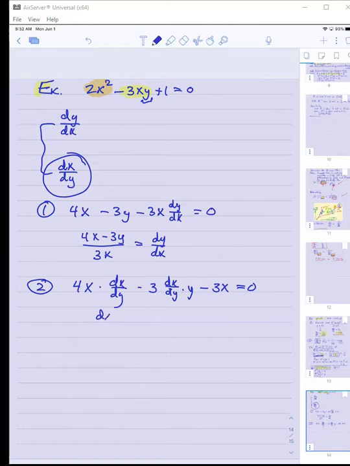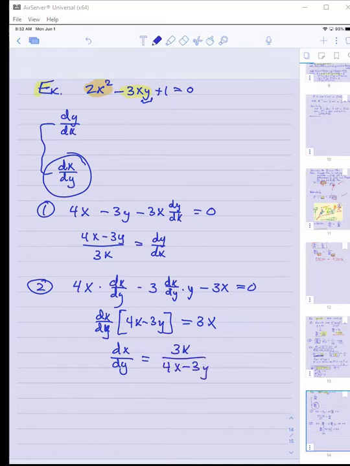Okay, what does that give you? It gives you dx dy times 4x minus 3y equals 3x, and that gives you dx dy equals 3x over 4x minus 3y. And of course, we're just confirming that for this function, when I calculate dy dx and I calculate dx dy implicitly, each one is really the reciprocal of the other.